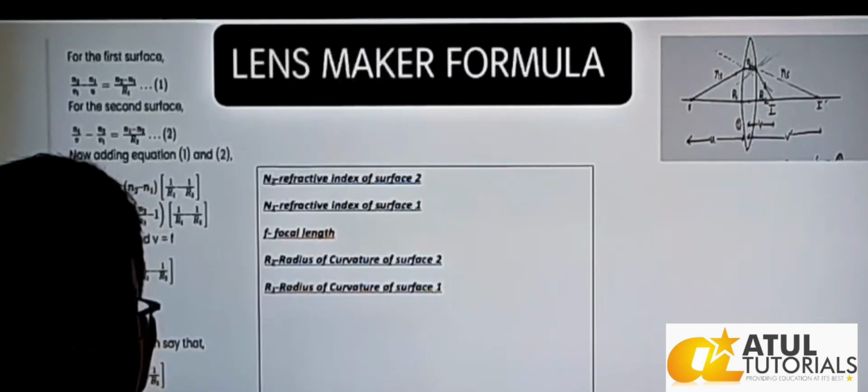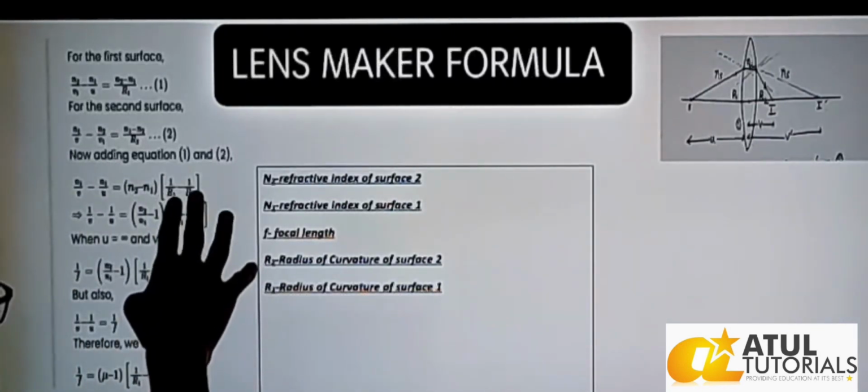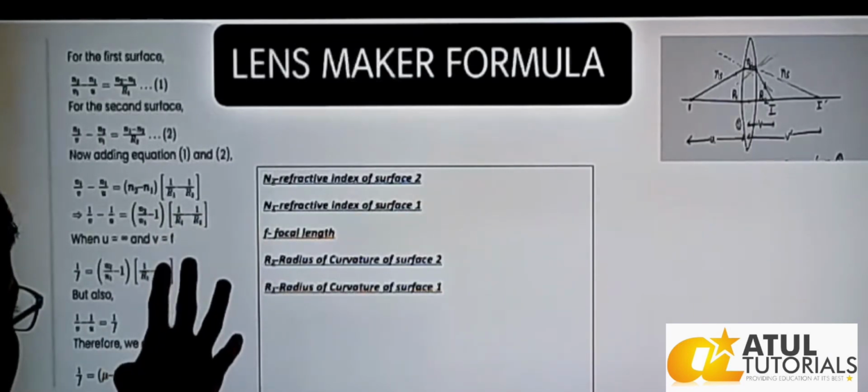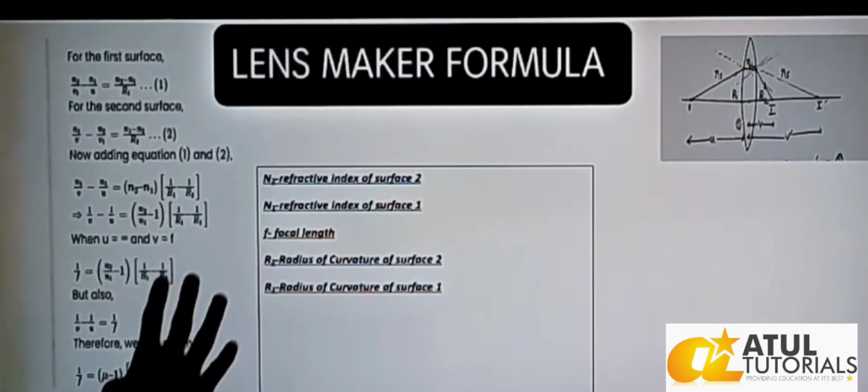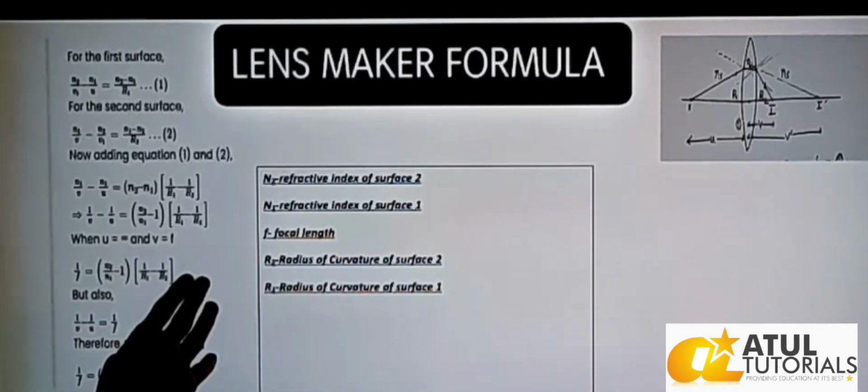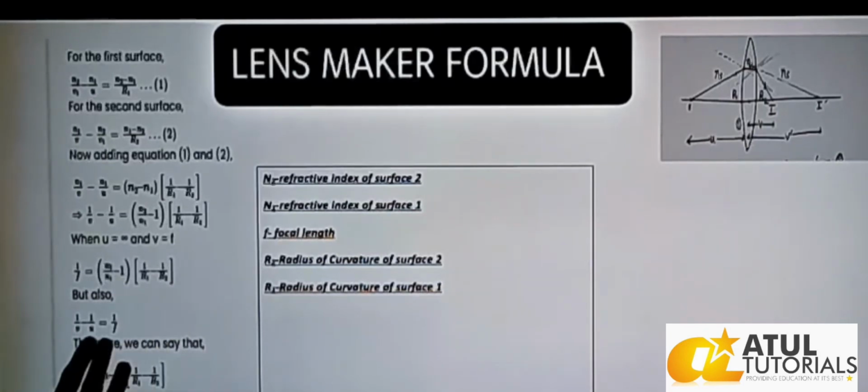By comparing the equations, we get this equation. When we keep U at infinity, then V is at F, and V is equal to F. We have derived the lens maker formula. So we can say that 1 by F is equal to mu minus 1 into 1 upon R1 minus 1 upon R2. As mu2 and mu1 are refractive indices, we have taken this mu directly.